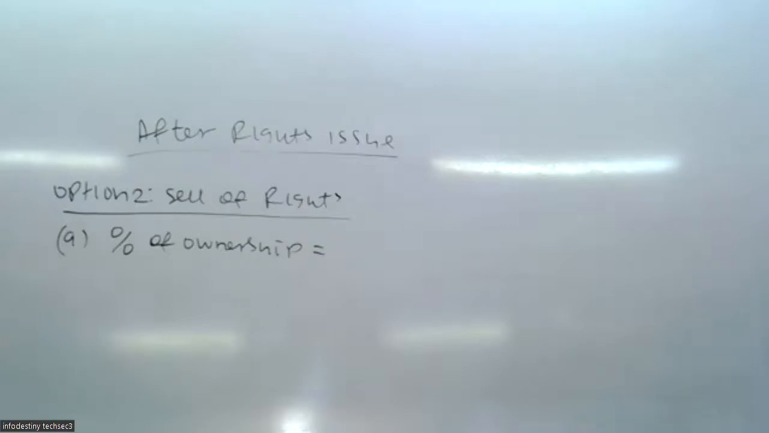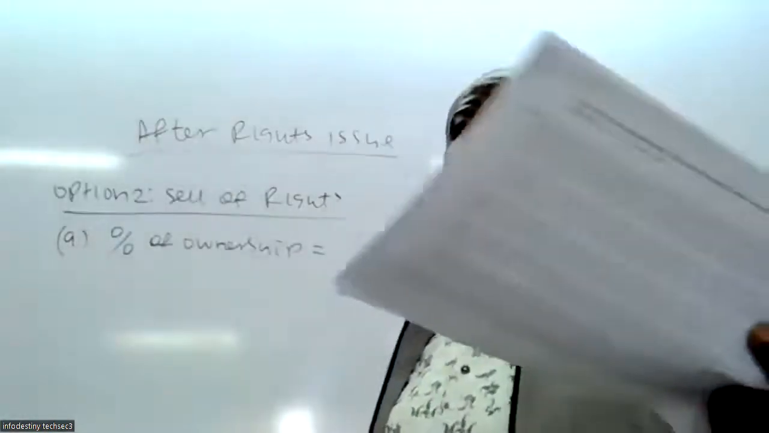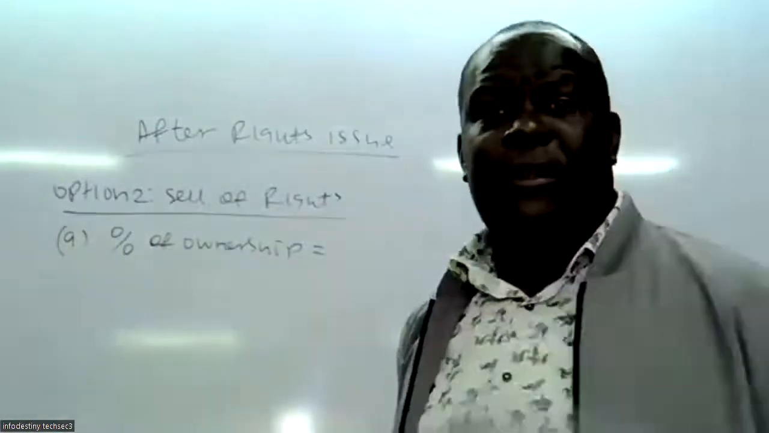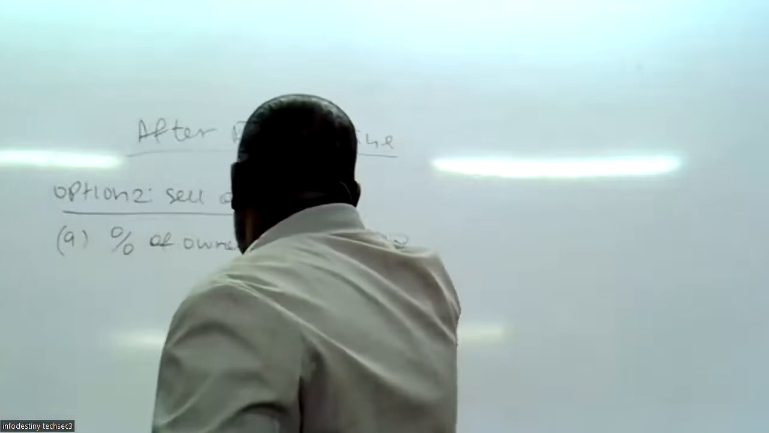1,250. So those shares he sold them. That's what they mean by sale of the rights. So when he sells those rights, he will be left with the original shares that he had. Unakumbuka the 5,000? Yeah. So he will be left with the 5,000 shares.